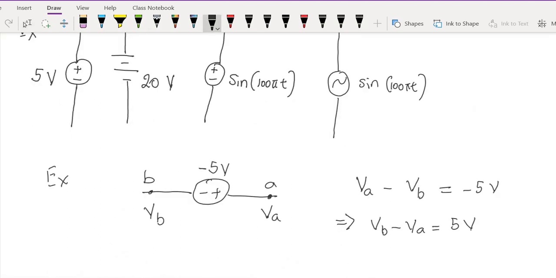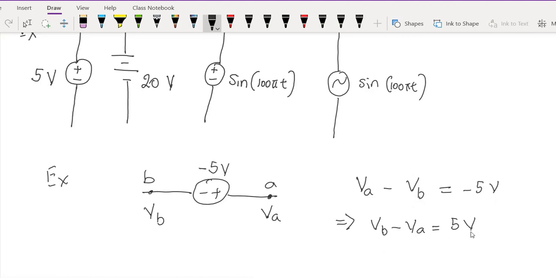Let's look at this example here. This is a voltage source with a plus side and a minus side. Let's call this point A and let's call this point B. And the number attached to it is minus 5 volts. According to the definition, the voltage at the plus side minus the voltage at the minus side should be that number. That means VA minus VB must be equal to minus 5 volts, which implies VB minus VA is 5 volts.